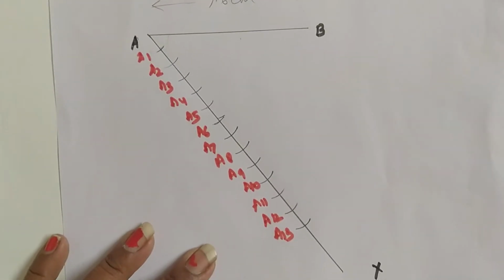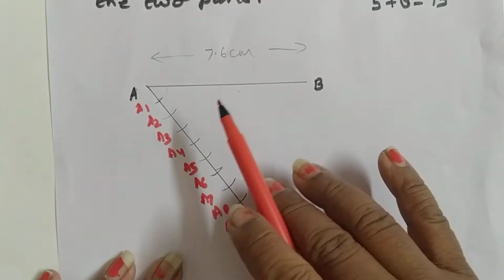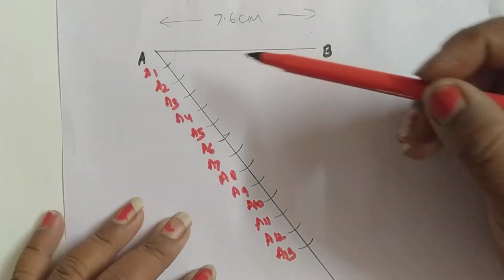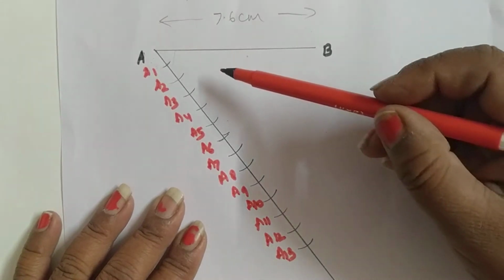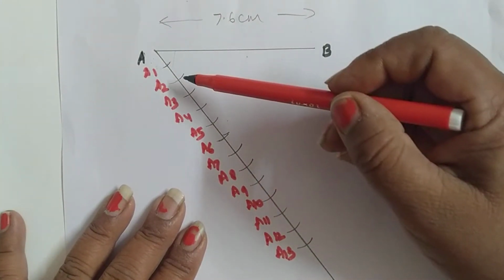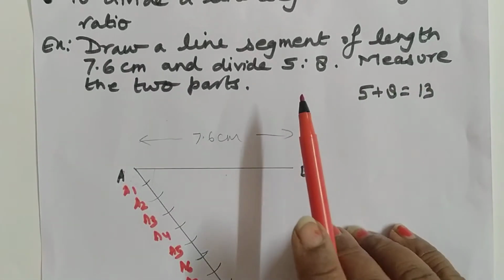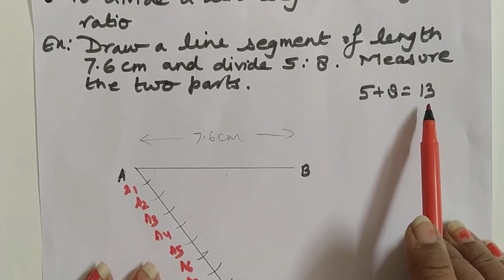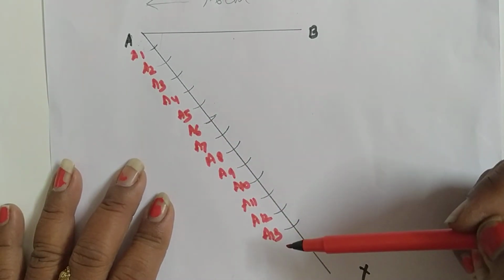Okay, now the first step is that we have to draw a line segment, that is the measurement that is given to you. Second step: from the starting point you have to draw a line segment below the given line segment with an acute angle. Any acute angle you can choose. Now whatever the ratio is given to you, you just simply add that, and you will get how many equal parts you have to divide the line into.